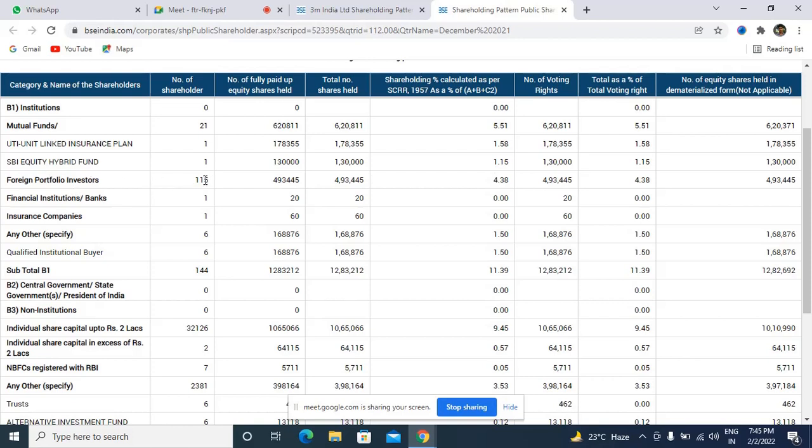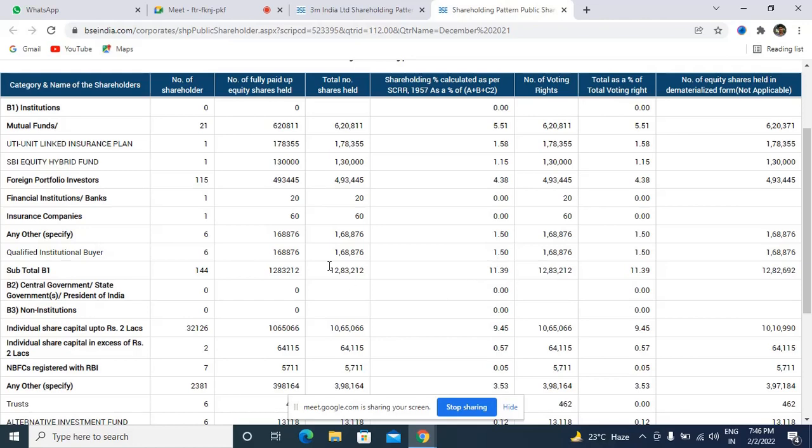See, foreign portfolio investors. Sir, if I take an example of a foreign portfolio investor, it would be Sequoia International. Can it be under? I think it should come under financial institutions. Okay, sir. Financial institutions and banks, one, you can see. Then insurance companies, one, but it is negligible. Others specify.